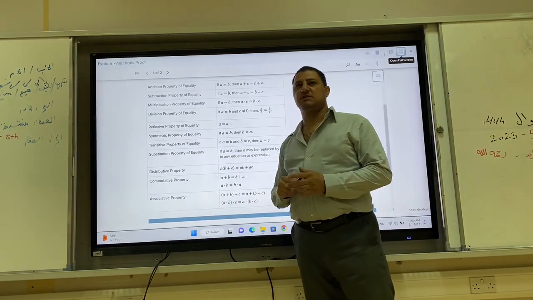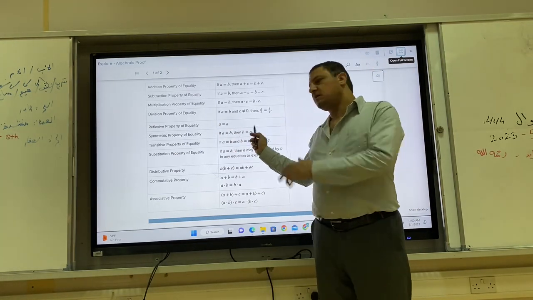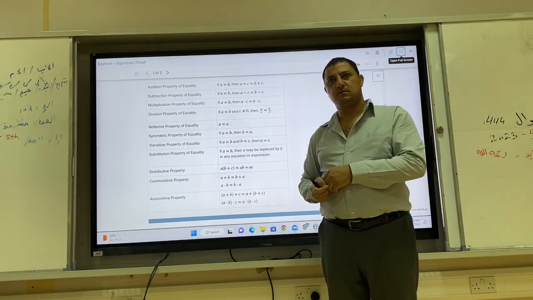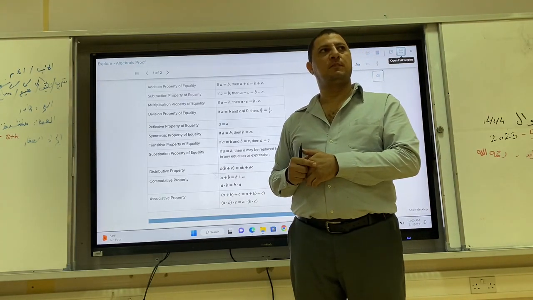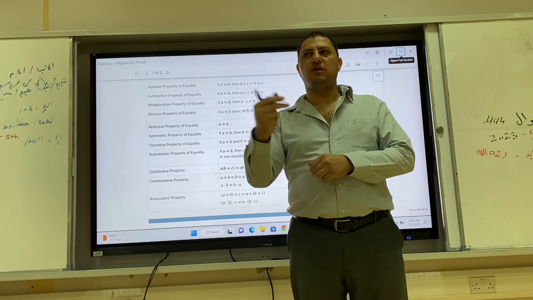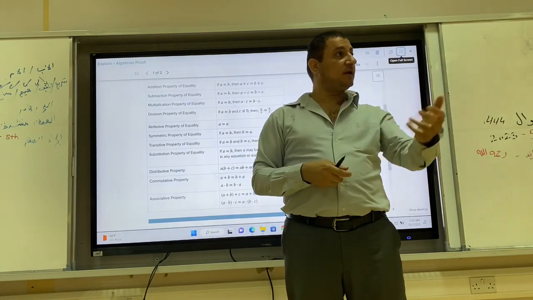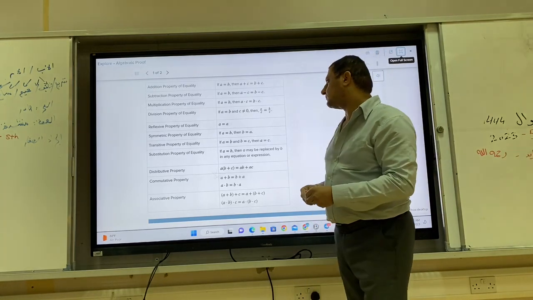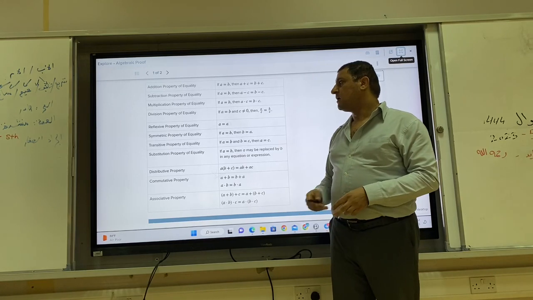Symmetric property of equality. If A equals B, then B equals A, isn't it? Yeah. So if grade 8.1 equals grade 8.2, then grade 8.2 equals grade 8.1, yes? Yes. So this property is called symmetric property.